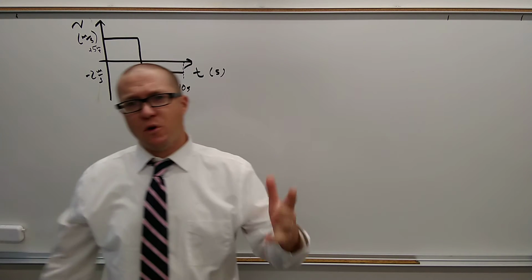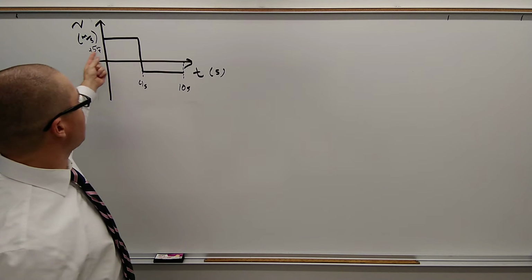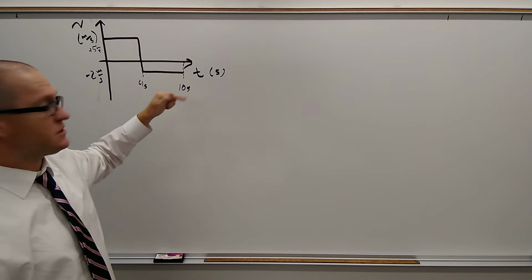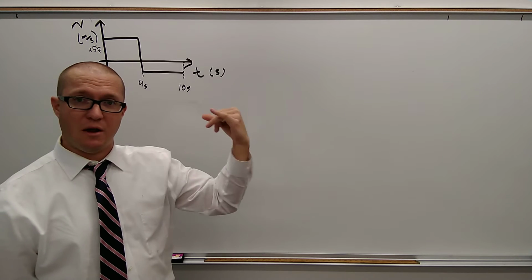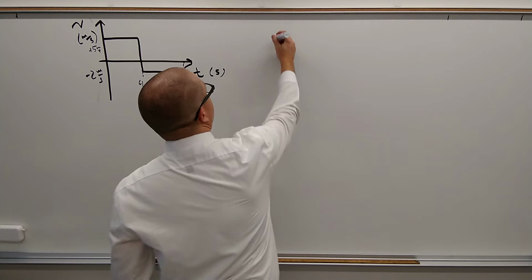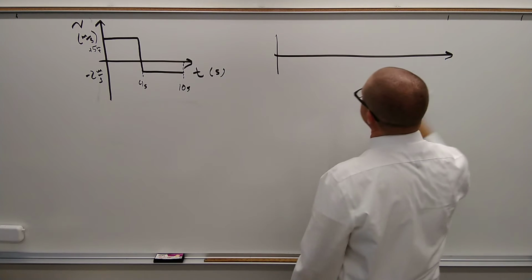So there are quite a few things we can know about this. We know it starts off moving in the positive direction, a positive constant velocity of 5 meters per second, and then it turns around and ends up with a negative velocity. So if I was to draw a motion map of this, I'll draw it a little bigger so you can see it.